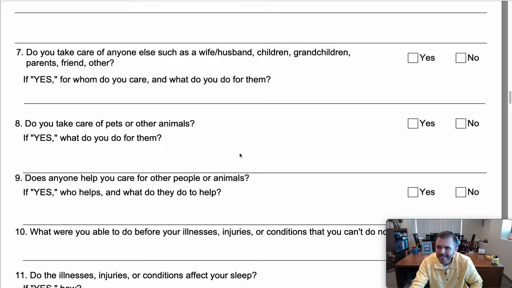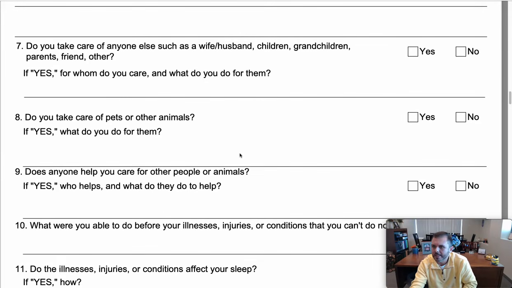Question 7, do you take care of anyone such as a wife, husband, children, grandchildren, parents, friend, or other? 9 times out of 10, your answer should be no. Here's why. Social Security does not do you any favors with this question. They do not define take care of. To you, take care of may mean get your wife a bagel in the morning, talk to somebody, get someone a drink, drive them to school, little things like that.